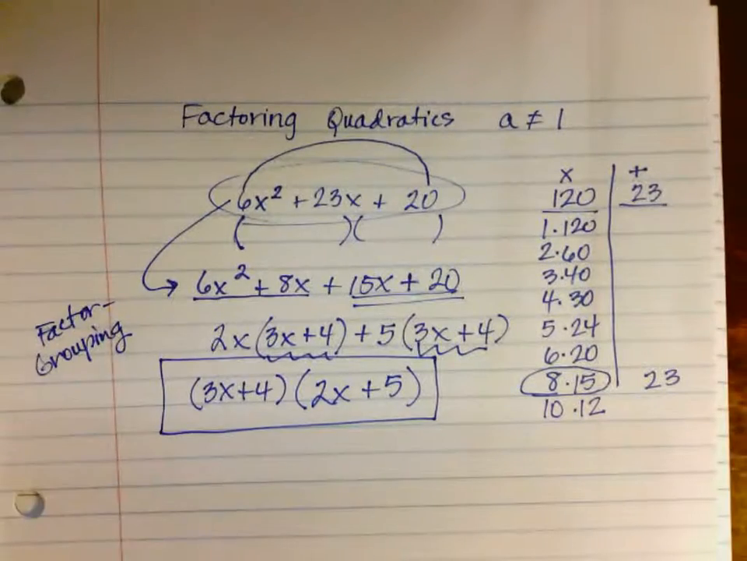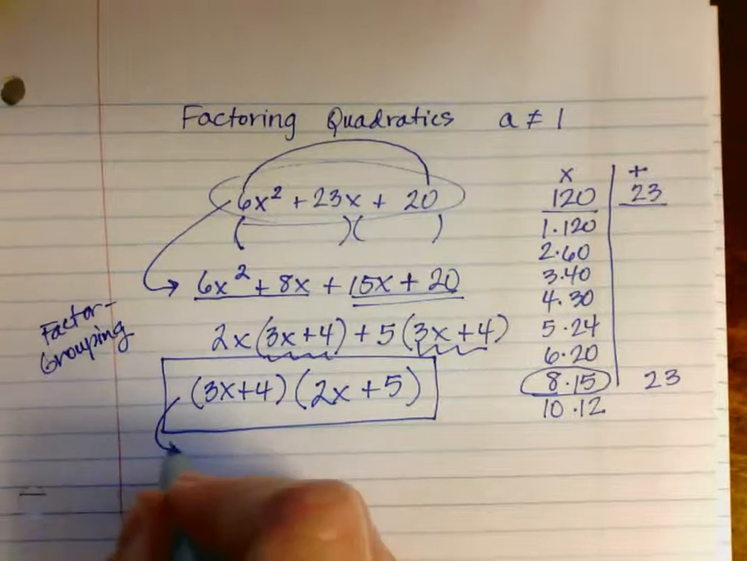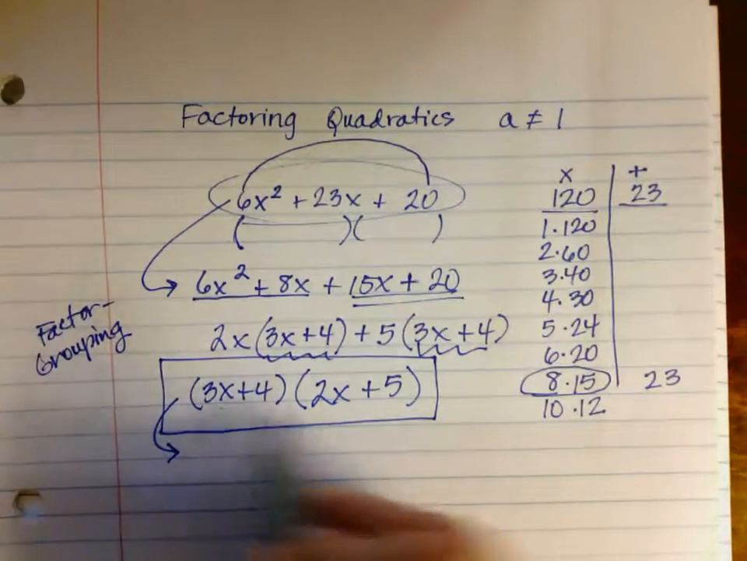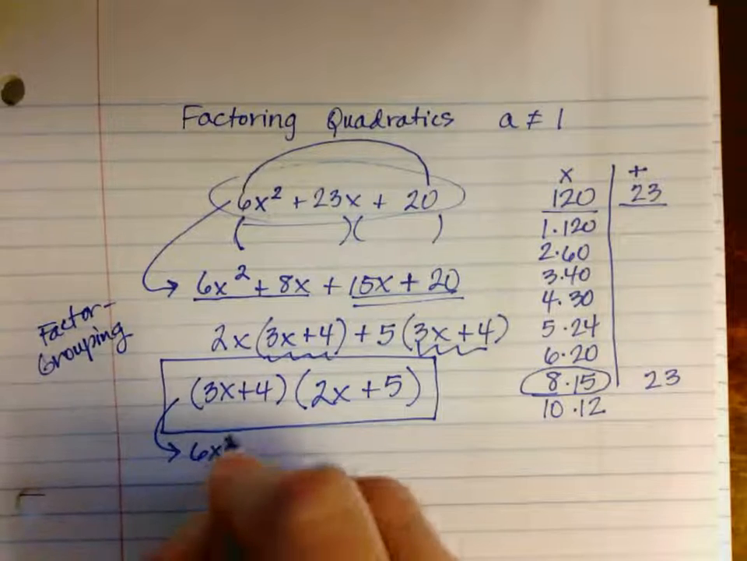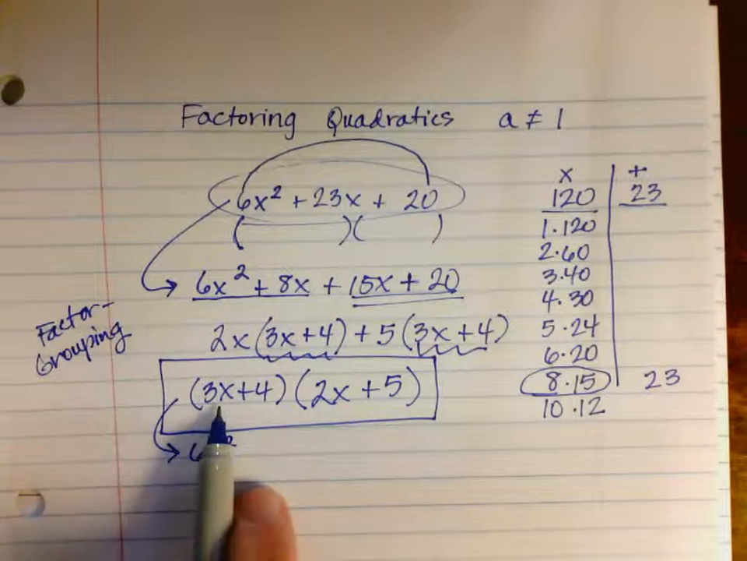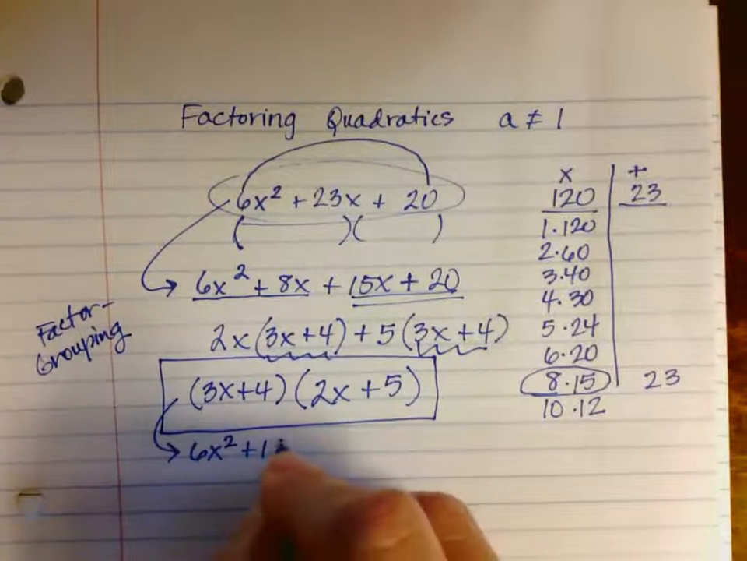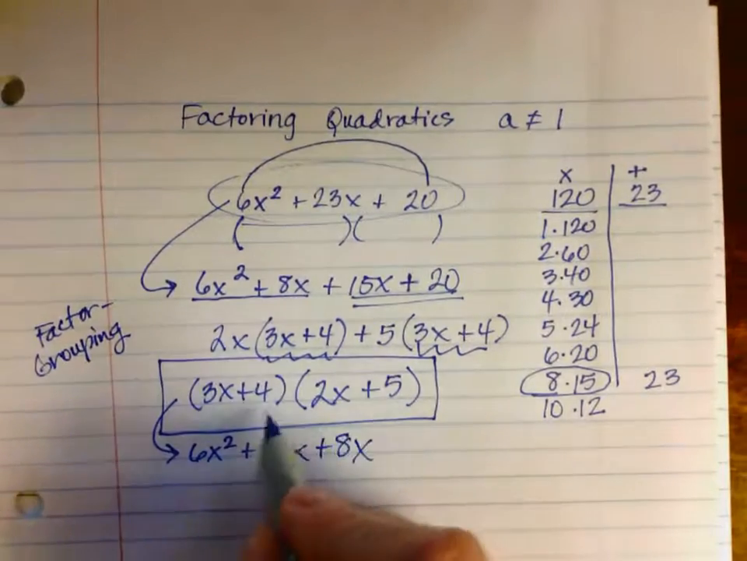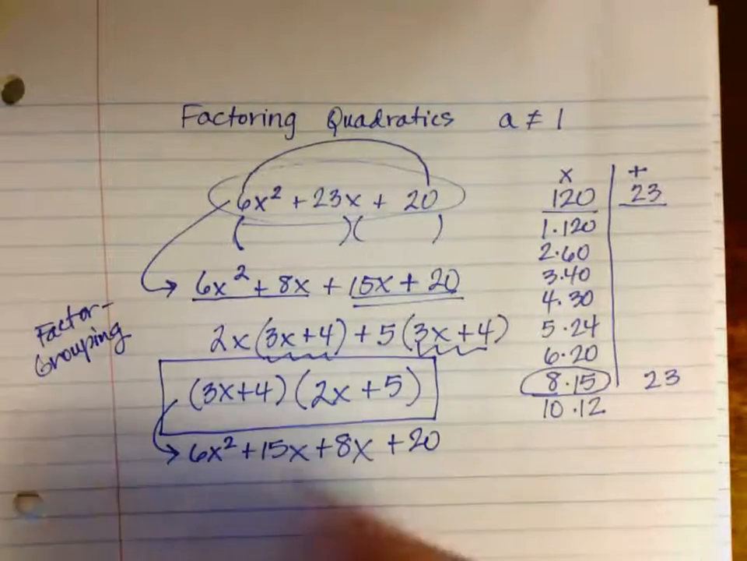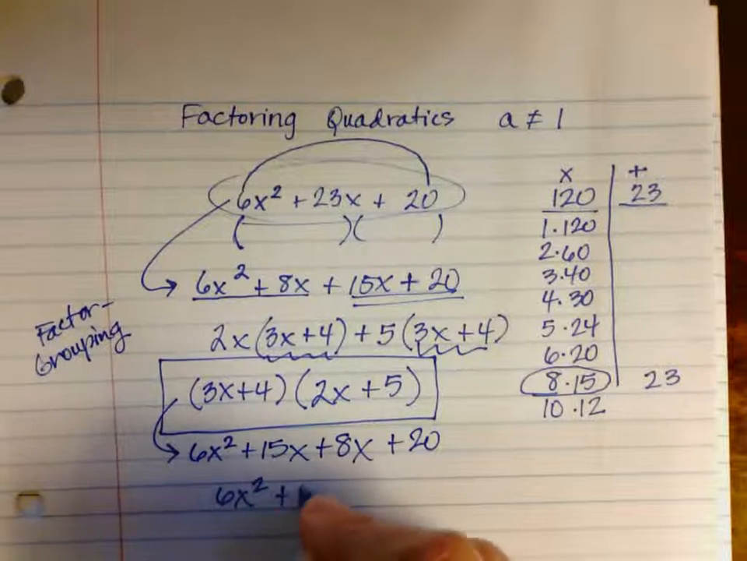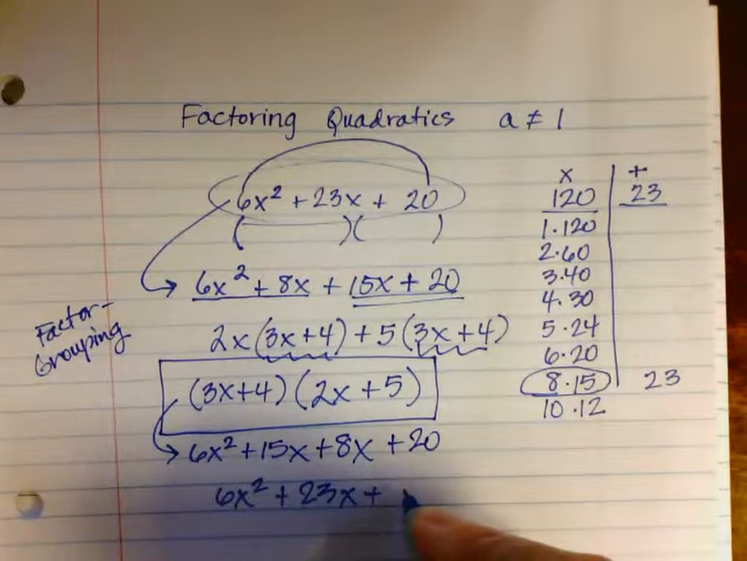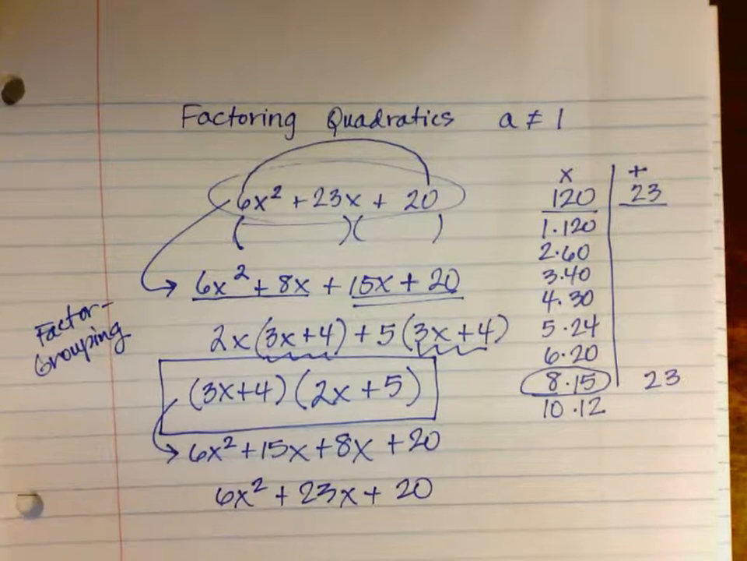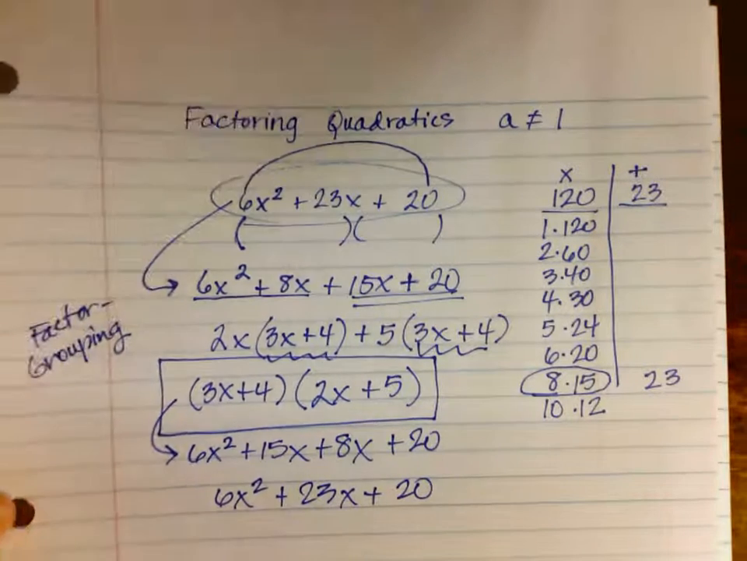And we can check our work if we want to by FOILing. 3x times 2x is 6x squared. 3x times 5 is 15x. 4 times 2x is 8x. And 4 times 5 is 20. And when we combine like terms, we get the original trinomial. So that is factoring quadratics when a doesn't equal 1.